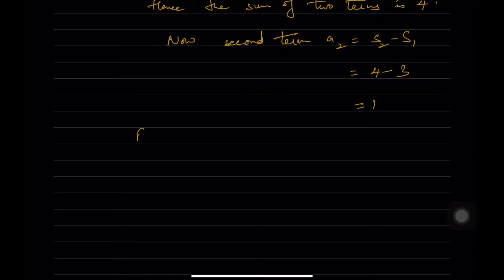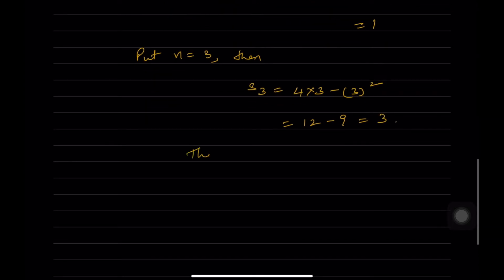Now we put n is equal to 3, then S3 is equal to 4 into 3 minus 3 square, which is equal to 12 minus 9, which is equal to 3. So now the third term is equal to S3 minus S2, which is equal to 3 minus 4, which is equal to minus 1. That is, this is third term, means it is A3. So now this is equal to minus 1.